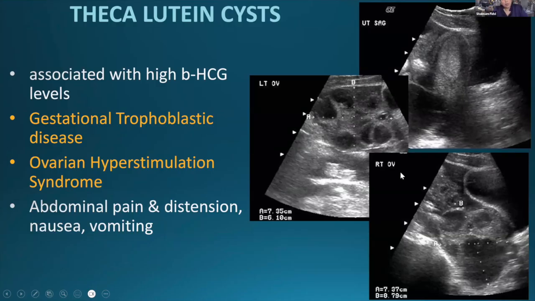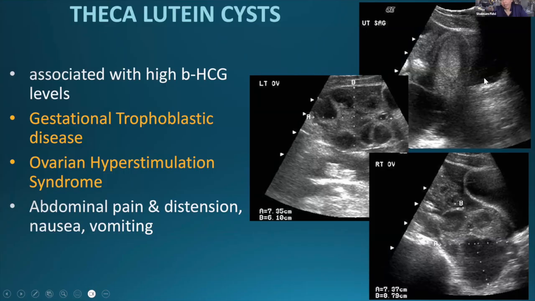The next entity that I'll talk about is theca lutein cysts. These are associated with really high beta-HCG levels, and they're typically seen in two scenarios. The first is gestational trophoblastic disease, and the second is ovarian hyperstimulation syndrome. These patients may also present with abdominal pain and distension, nausea, and vomiting.